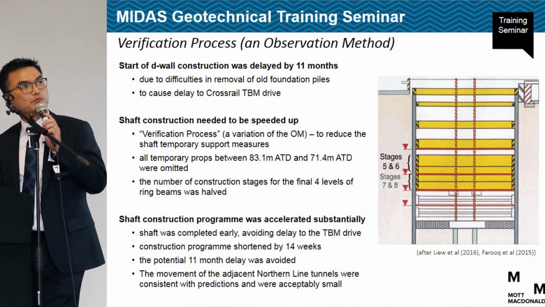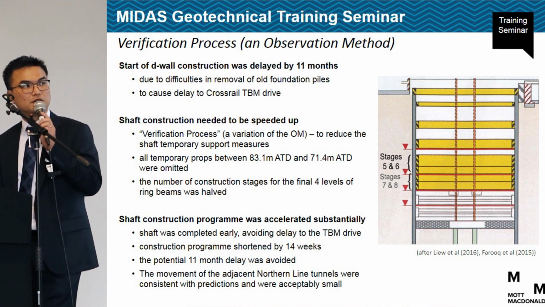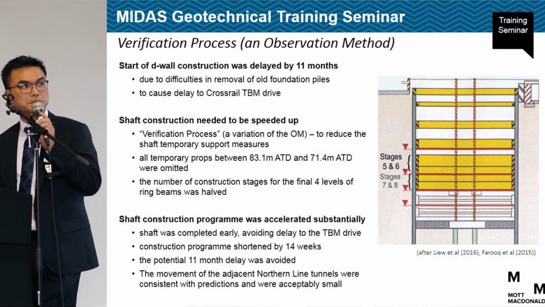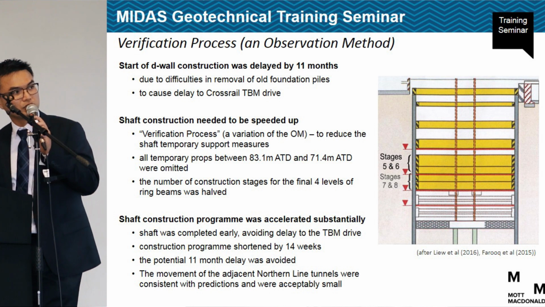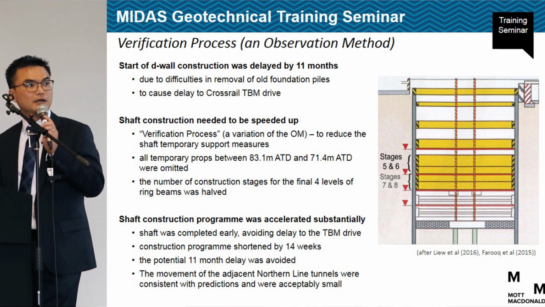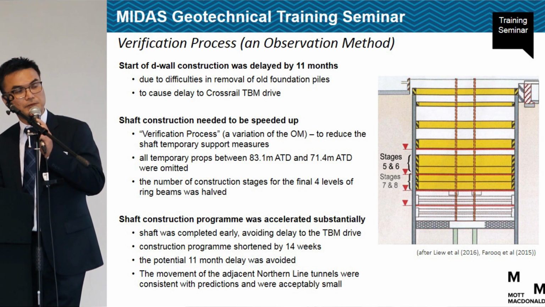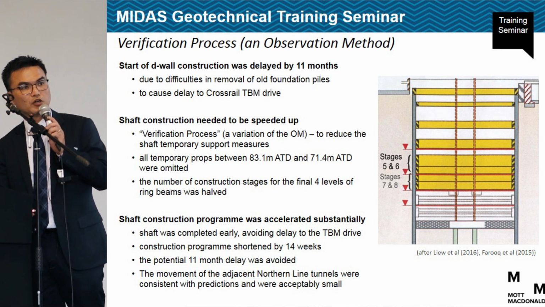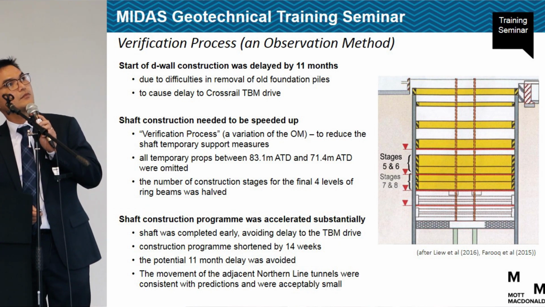So by applying this process, we managed to omit all the temporary steel props near the bottom of the shaft and also halve the construction stages for the final 4 levels of rim beams. This not only enabled the shaft to be completed earlier, where the construction program was shortened by 14 weeks from the potential 11 months delay. There are further details about this already published in these 2 papers. If you want a copy of them, just let me know. So I'm not going to discuss further here.